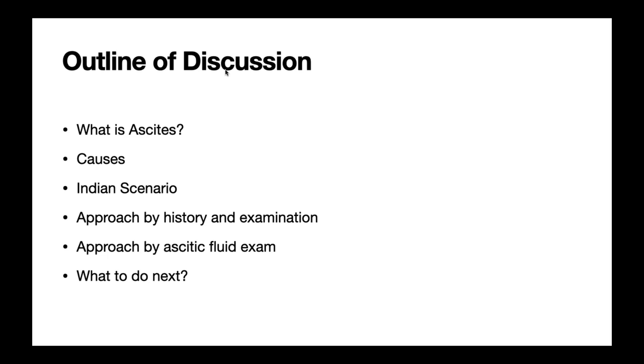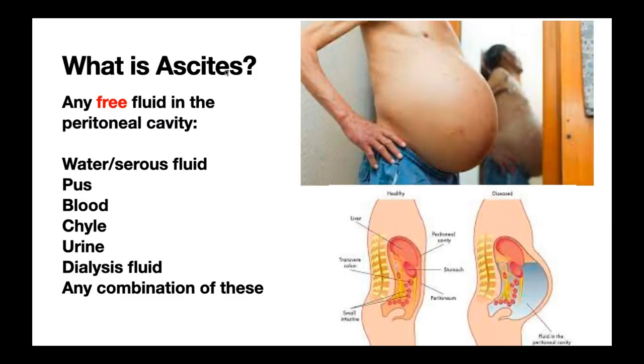So this will be the outline of our discussion. What is ascites? What are the causes? What is the Indian scenario or the Indian picture like? Then what is the approach to ascites by history and examination? Then what is the approach to ascites by doing an ascitic fluid tap and an exam of the fluid? And then what to do next?